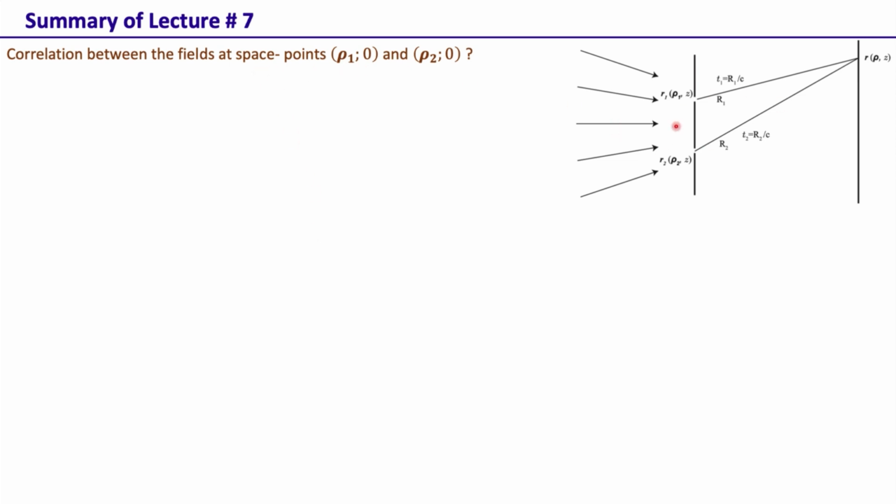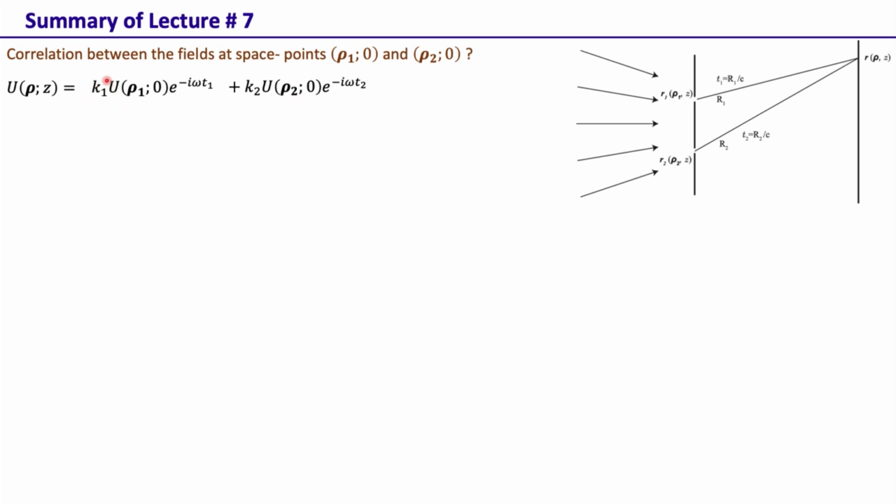For example, in this configuration, that's an incoming field, and we were interested in looking at the correlation between the field vibrations at points rho 1 and rho 2 at z equal to 0. And we saw that we can do this by looking at the field at some location rho at some other z. So the field u(rho, z) has contributions from the fields at the points rho 1 and rho 2 at z equal to 0.